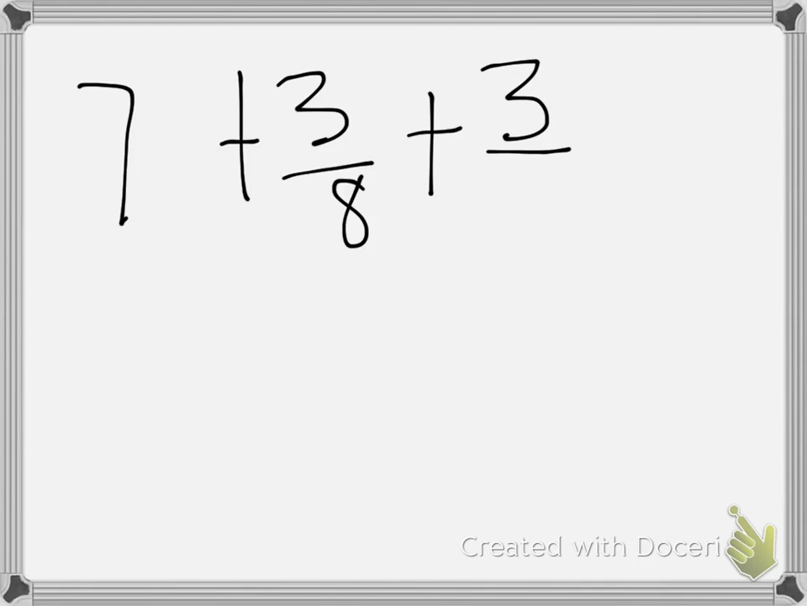we have the 7 plus 3/8 plus 3/4. The 3/8, we don't need to rename that fraction because 8 is the denominator that we're going to have in common between 3/8 and 3/4. But we do need to rename the 3/4. So knowing that the common denominator is going to be 8, I'll take 3/4.